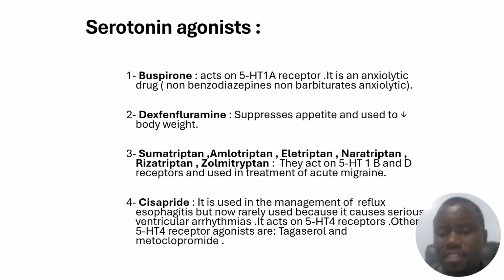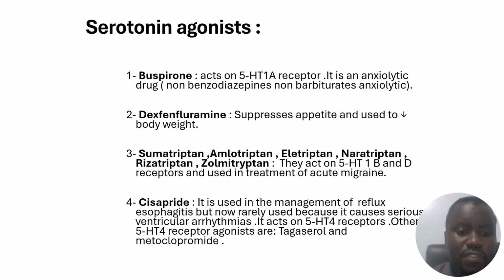Serotonin antagonists, just a summary, antagonists and agonists. We have buspirone, we've talked about serotonin type 1 receptor agonists, dexfenfluramine suppressing appetite and used as an anorexigenic. These are serotonin type 2 receptor agonists. Then we have sumatriptan and the related triptans. These are serotonin type 1 receptor agonists.